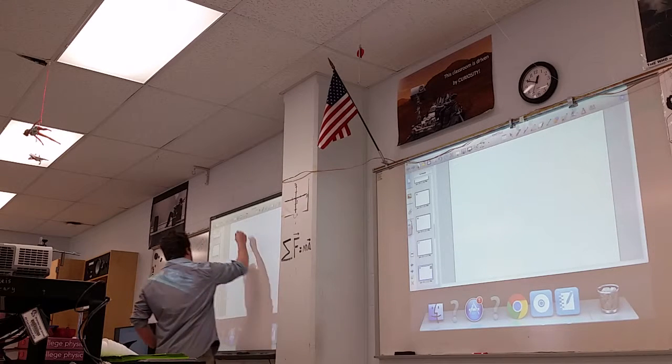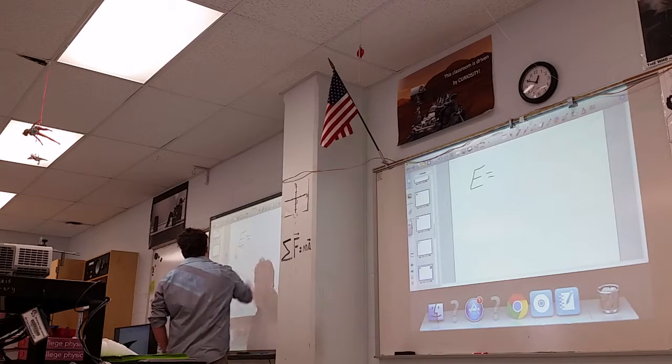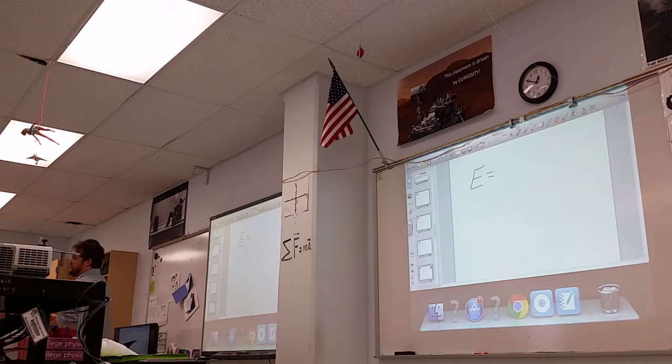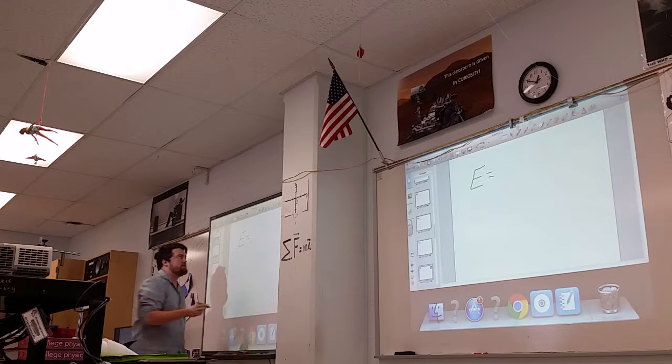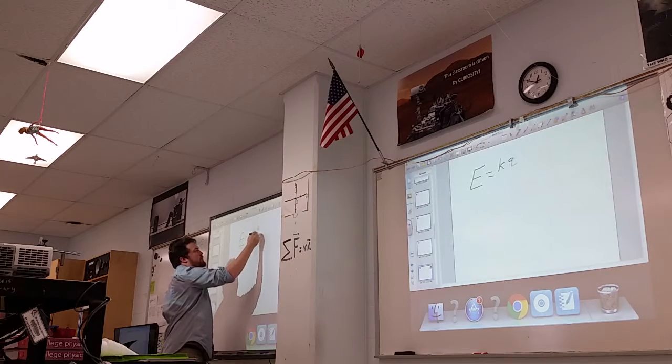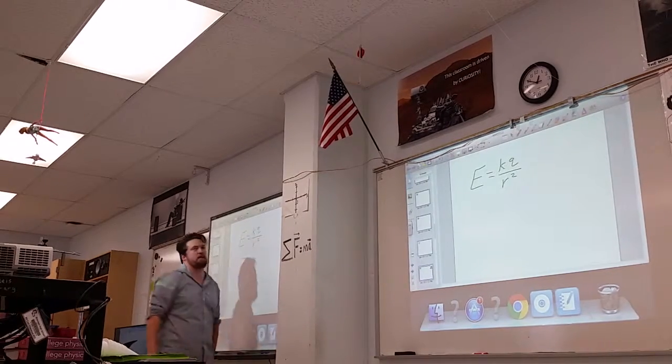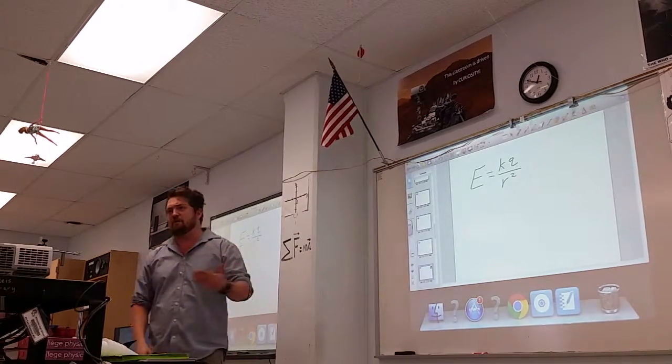So yesterday, what is the E field expression for a point charge? We derived it. Does anybody know what that is? KQ over R squared, right? What does that look very familiar to?